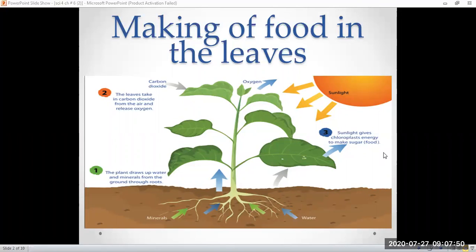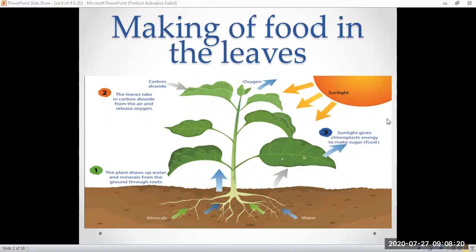So, students, as you all know, the color of the leaf is green. Why is the leaf color green? Because there is a substance present in the leaf. The name of that substance is chlorophyll. Due to the presence of chlorophyll, the leaf is green. And this green color helps the plants make their food, through the process known as photosynthesis.